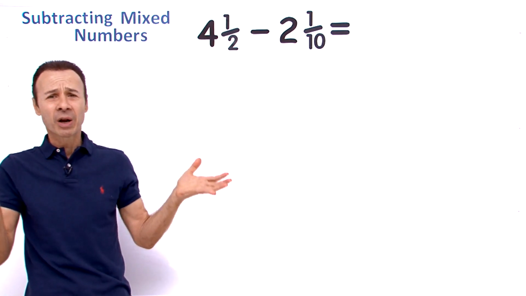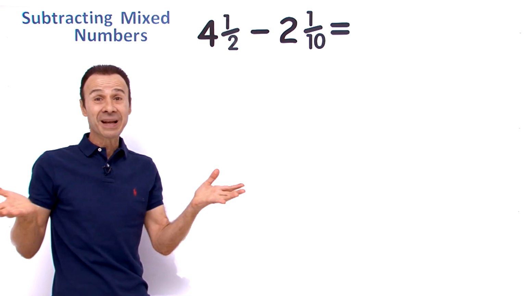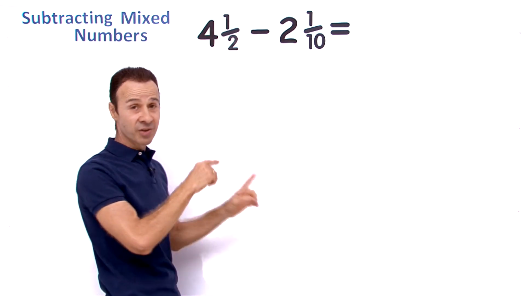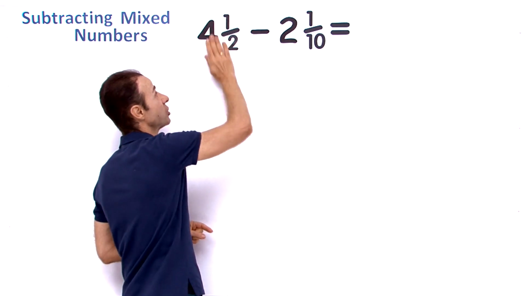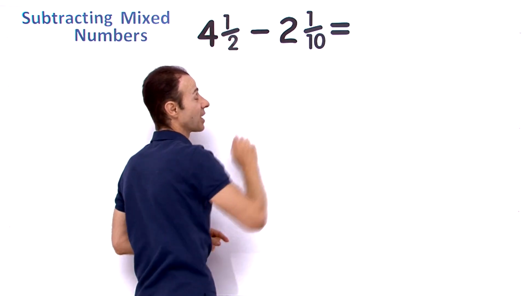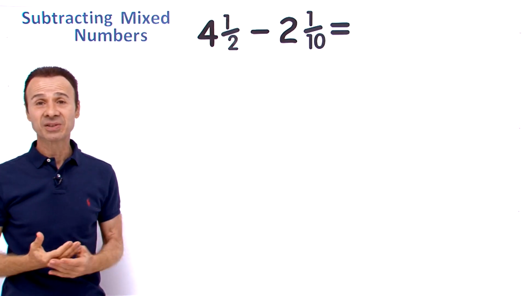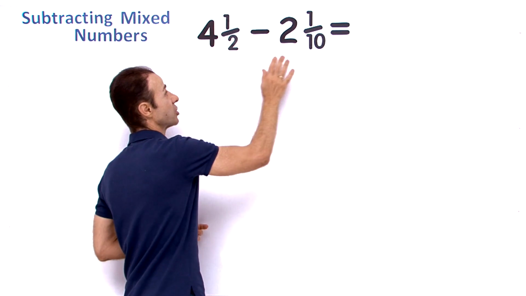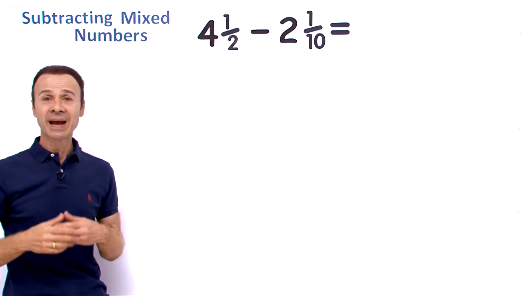Now you might be thinking, why do we do that? We don't have to do it for addition of mixed numbers, but here we do. Why? Because sometimes, not on this occasion, the fraction on the left is smaller than the fraction on the right, and that makes things complicated. So to make it easy, let's always change these into improper fractions, and then we subtract.